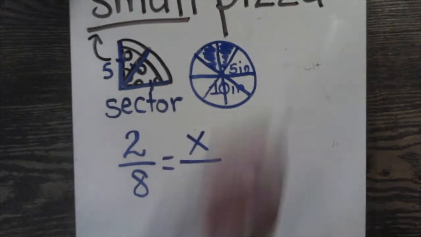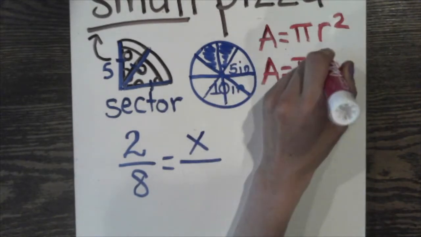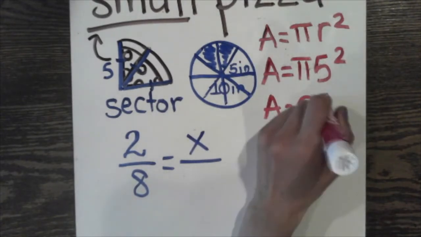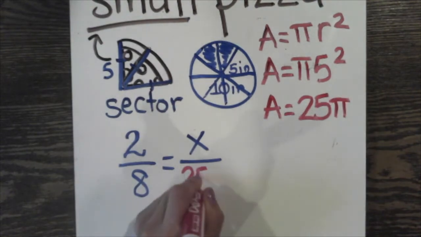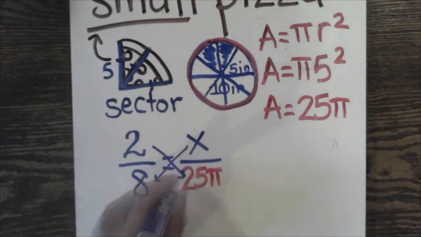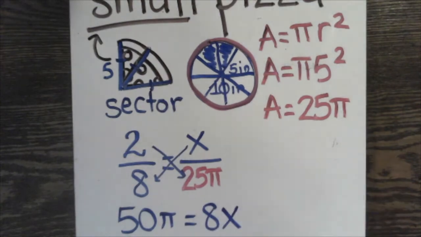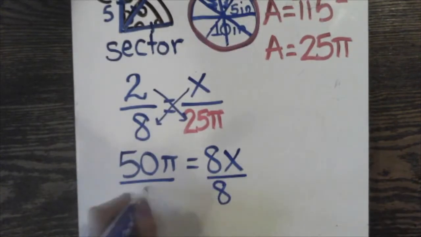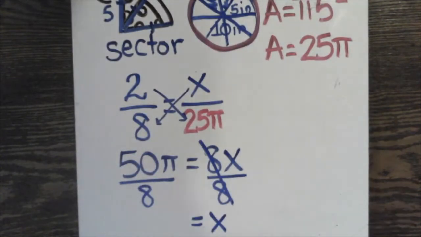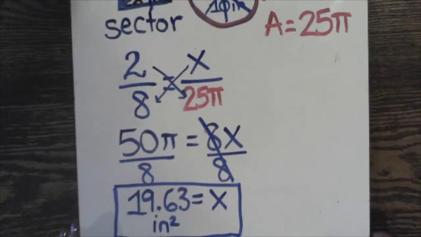Now I don't know the area of my sector of my 2 slices, but I do know that the area of my full circle is pi r squared, and r is 5. So 5 squared is 5 times 5, which is 25 pi. Remember, if you would like to multiply 25 by 3.14, you may do so. I prefer to leave it as an exact answer. Now to multiply 2 times 25, I get 50 pi, and 8 times x is 8x. I divide again by 8 and I get 50 pi divided by 8, which is 19.63 square inches.